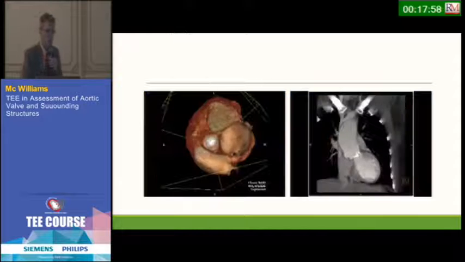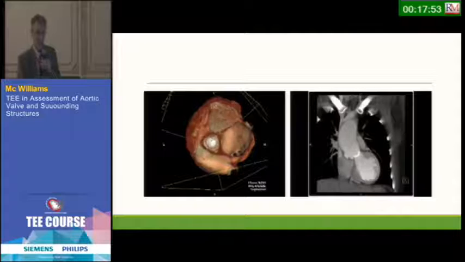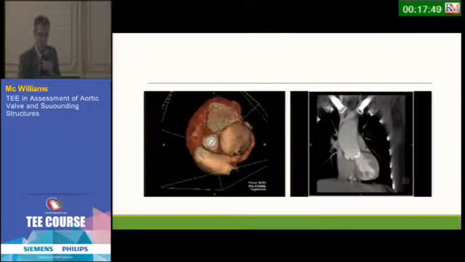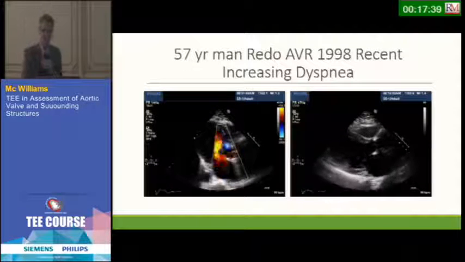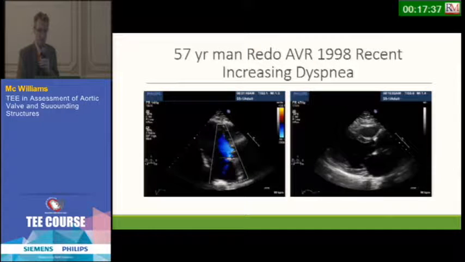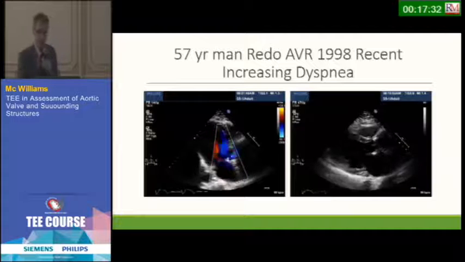I tend to also use fluoroscopy or CT if I can't see the leaflet closure, and this is functional CT of a patient with an aortic valve, short axis and long axis. You can see very nicely the movement of the leaflets. This is a 57-year-old gentleman who had a redo aortic valve replacement in 1998. Original aortic valve replacement in 1993 in the context of endocarditis.